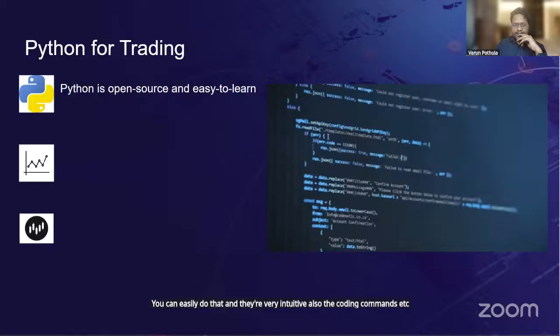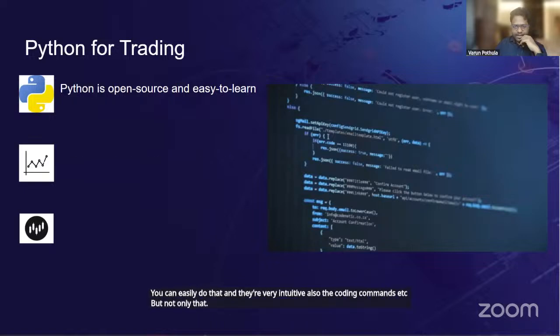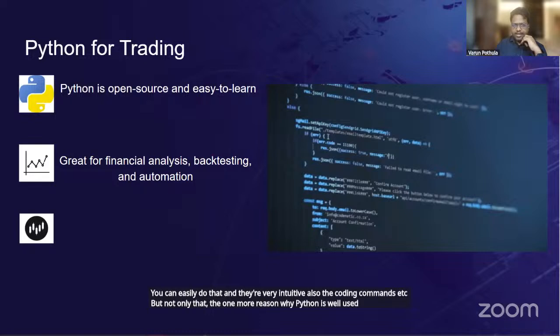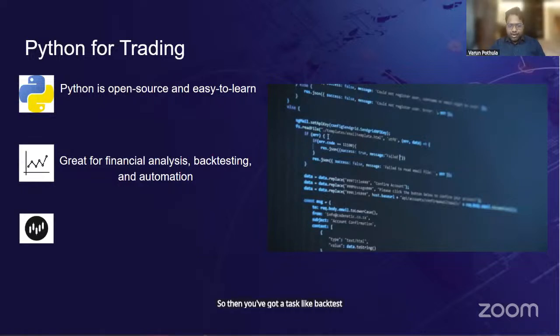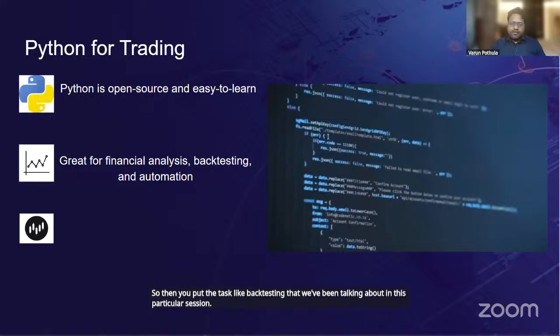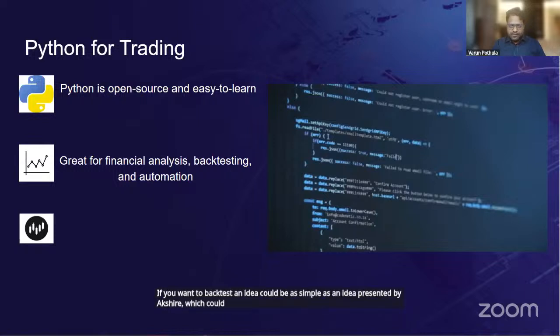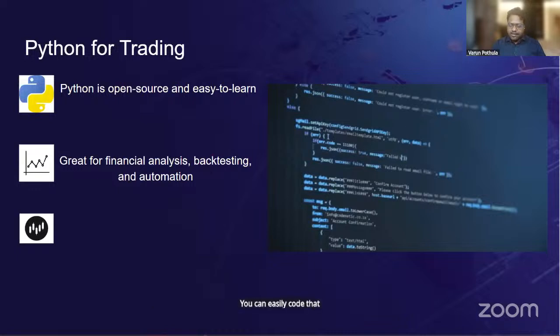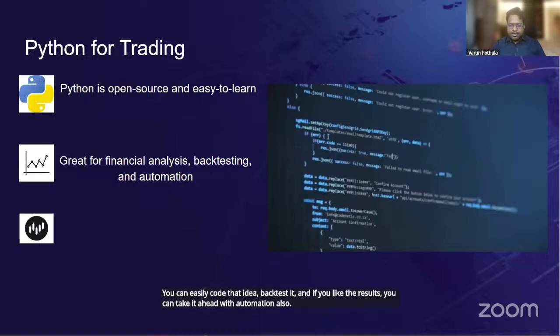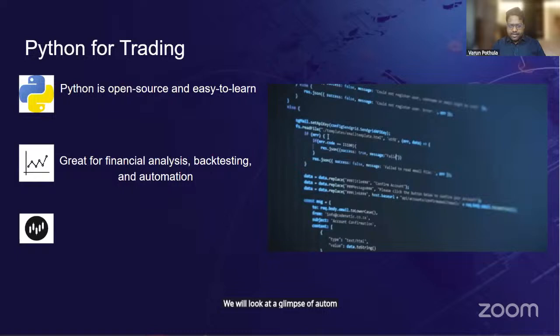But not only that, one more reason why Python is well used for trading is it has inbuilt libraries that are great for financial analysis. Certainly for tasks like backtesting that we've been talking about in this particular session, if you want to backtest an idea, could be as simple as an idea presented by Akshay, which could be a crossover of moving averages, you can easily code that idea, backtest it, and if you like the results, you can take it ahead with automation also. We'll look at a glimpse of automation too with Python in this very session.